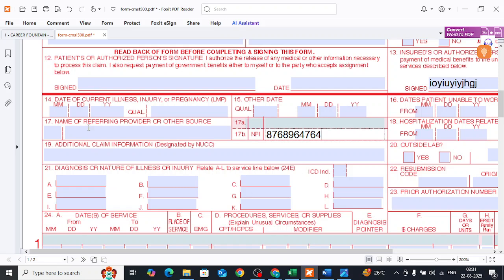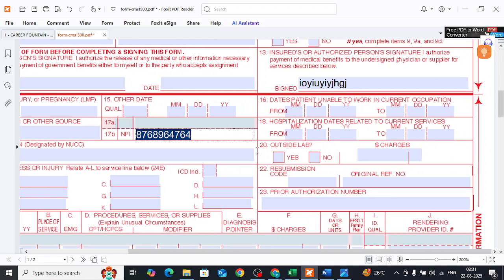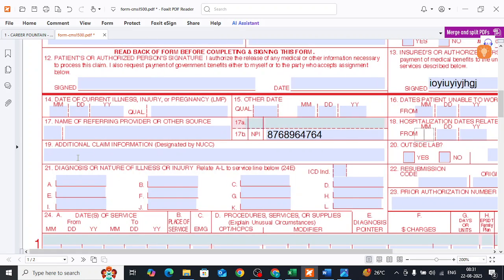And it's a mandatory thing. If you are mentioning the referring provider name, then NPI is also mandatory. If it is missing, then the claim will get denied for referring provider NPI missing on the claim form. So it's very important. Box number 18 is the hospitalization date, from which date the patient got hospitalized in our hospital. That date needs to be mentioned. It's not mandatory that these dates will match. So we have to mention the hospitalization date here.